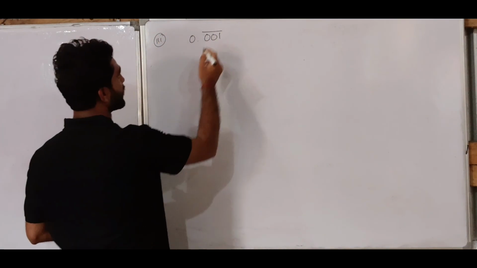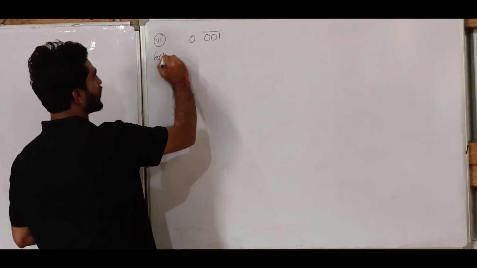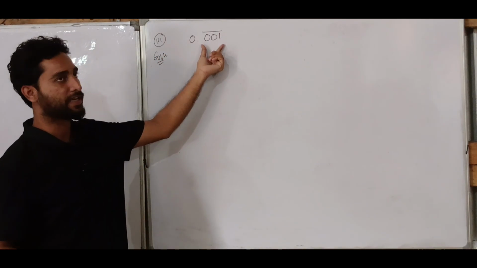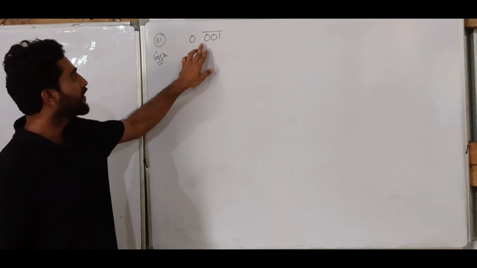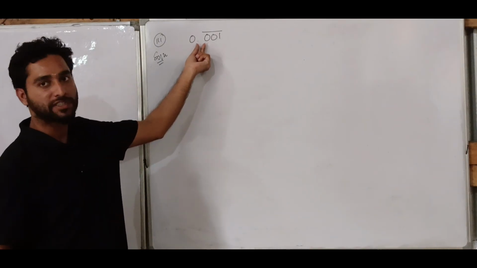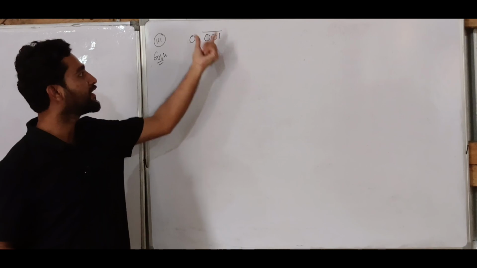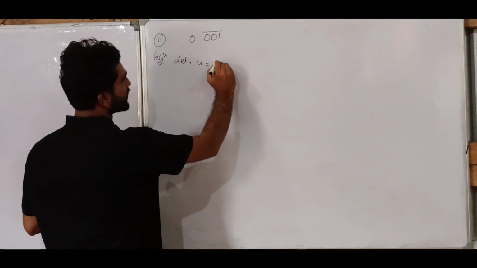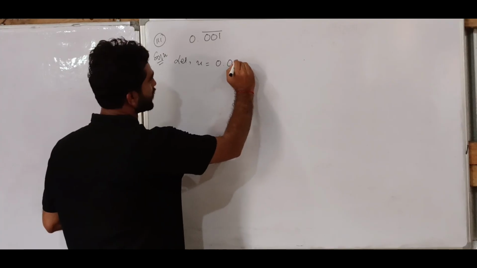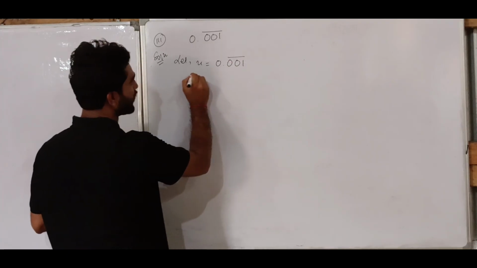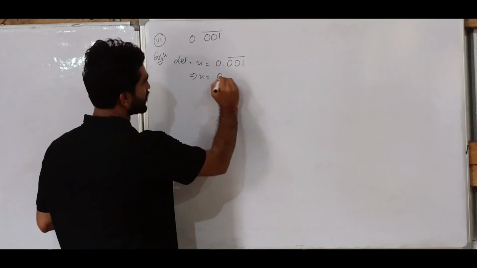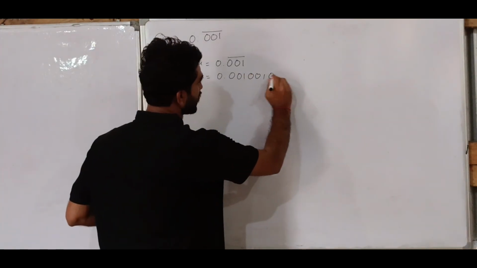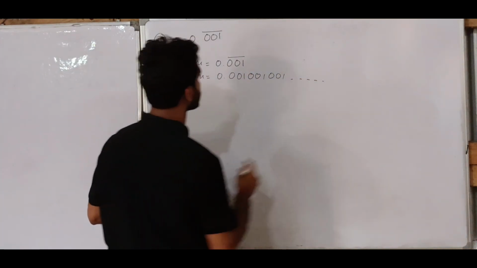0.001 bar. Now here you see above the 3 digits bar is there, and here there is no digit which does not contain bar. All the 3 digits bar is there. So let x is equal to 0.001 bar. So x is equal to 0.001, 001, 001 like this.